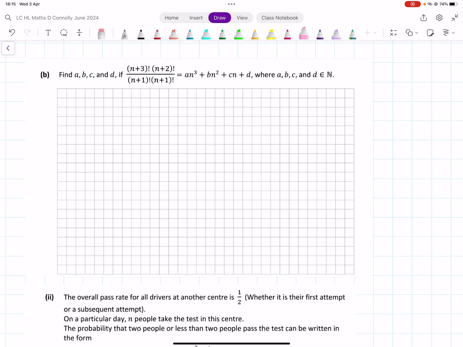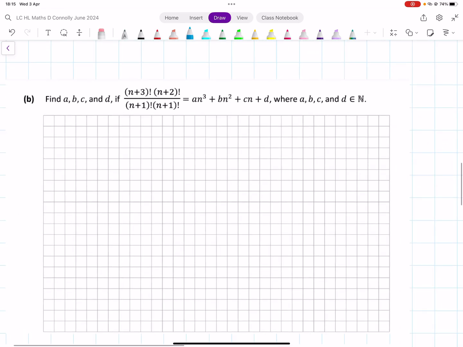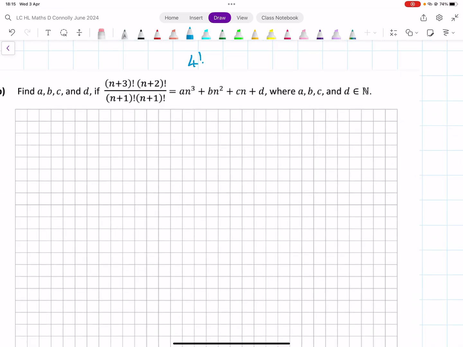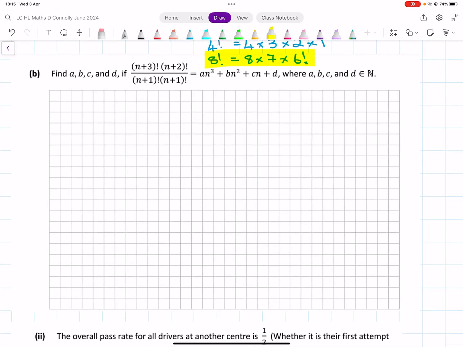Okay, this one. So you know the factorial means go down to 1. So like 4 by 3 by 2 by 1. Let's say you were doing 8 factorial, you could do 8 by 7 by, and then you get tired, just do 8 by 7 by 6 factorial. So it's kind of this theory that we use in this question.